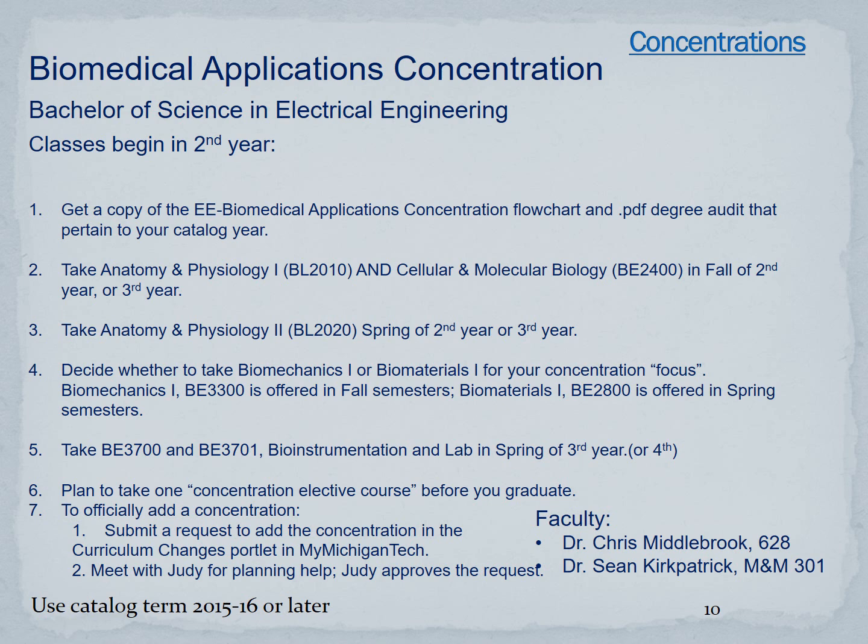If you are considering the Biomedical Applications concentration, take Anatomy and Physiology 1 and Cellular and Molecular Biology in fall if you haven't taken them. Take Anatomy and Physiology 2 in spring. You will choose either Biomechanics 1 or Biomaterials 1 for a mini focus in biomedical applications. Plan to take bioinstrumentation and the lab in the spring of 3rd or 4th year.